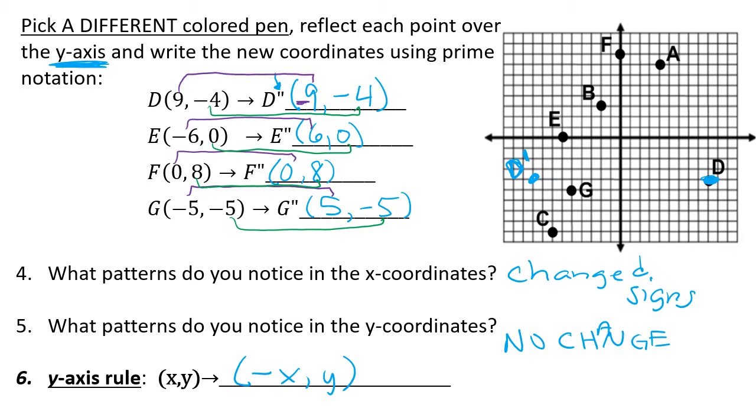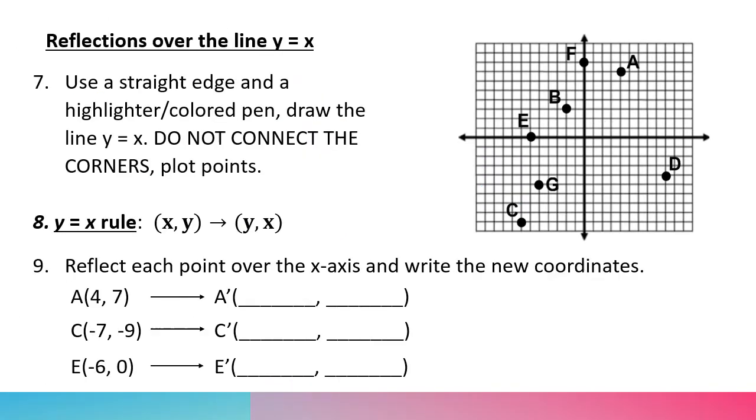Okay, moving on to the line y equals x. So I want you to go and let's all plot a couple points. This is called the line y equals x because my y value and my x value are always the same. So I want you to plot these 3 points. I want you to plot the point 2, 2.